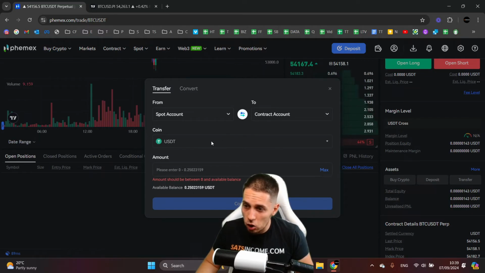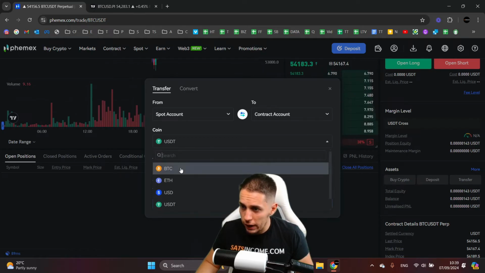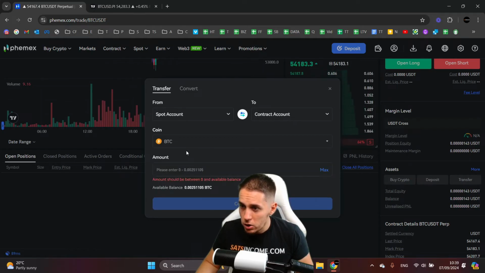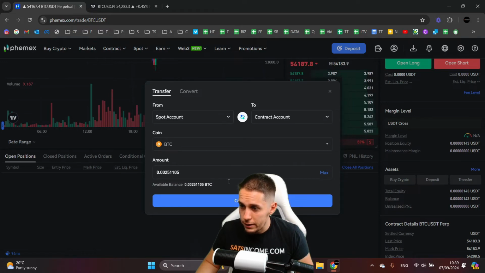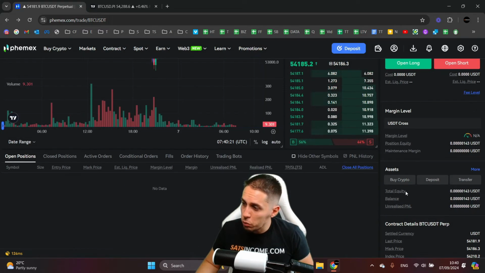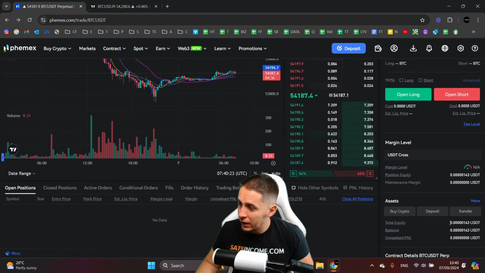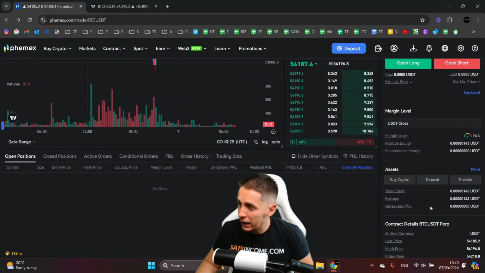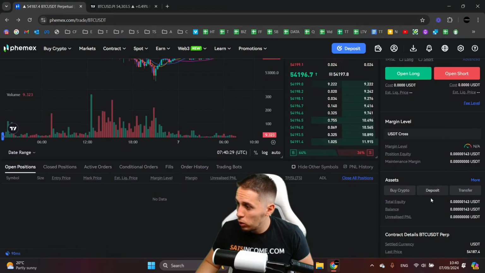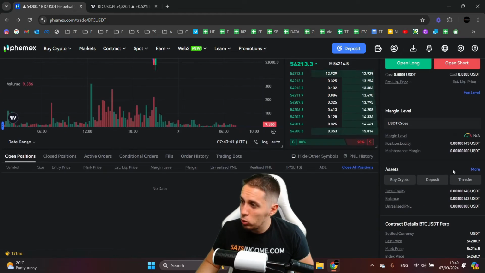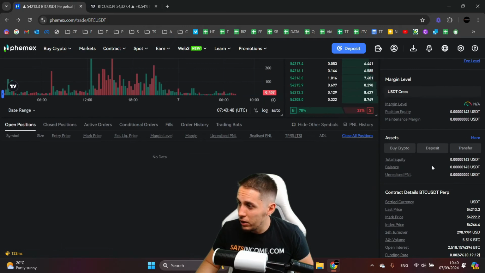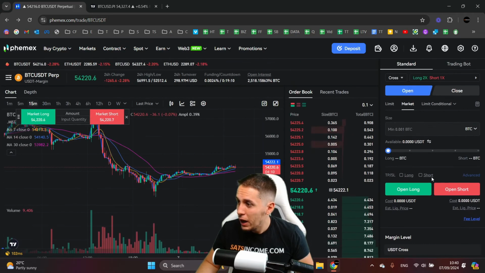You have to select the coin. In this case, I think we don't really have USDT, we have some BTC. So we're gonna transfer some BTC. Select the amount, click confirm, and you should be able to see some money here in your assets. Now it seems like they don't allow to use BTC as collateral, so we're not gonna be able to open and close trades with the BTC. We need USDT. Unfortunately, I don't have any, but anyway, I'm still gonna show you how you guys can open trades right here.